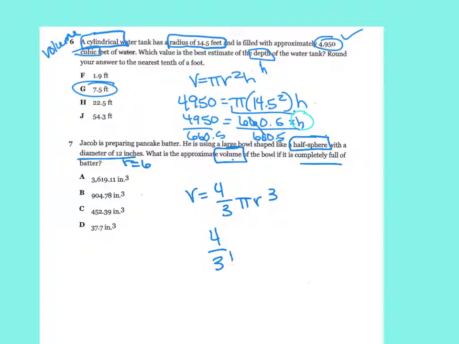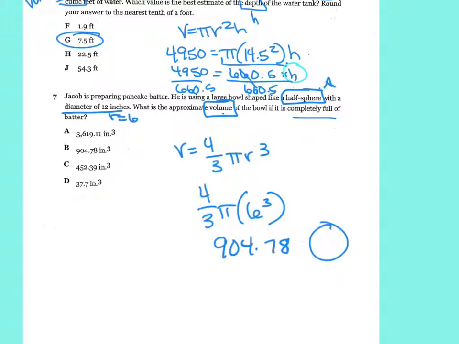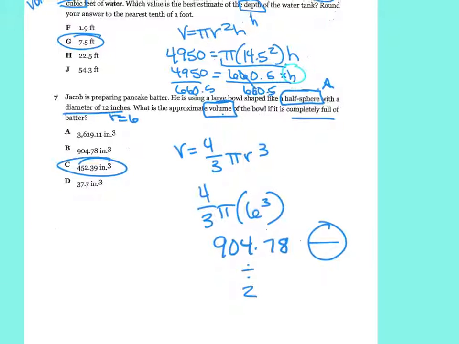So I'm going to go ahead and solve like I would normally solve this. Volume equals 4 over 3 times pi times 6 cubed. Okay, and I get 904.78. But it's a half sphere. This would be an entire sphere. Well, that's not what a bowl is. A bowl is half of that. So divide that number by 2, and it should be 452.39.